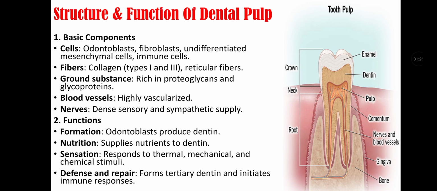Functions of dental pulp. First is formation, as odontoblasts produce dentine. Second is sensation, as it responds to thermal, mechanical, and chemical stimuli. Third is nutrition, as it supplies nutrients to dentine. Fourth is defense and repair, as it forms tertiary dentine and initiates immune responses.